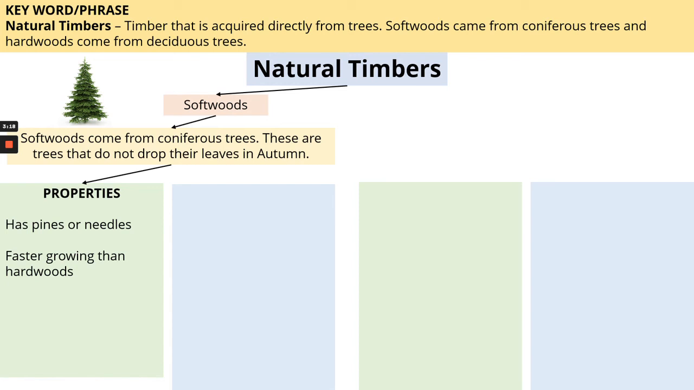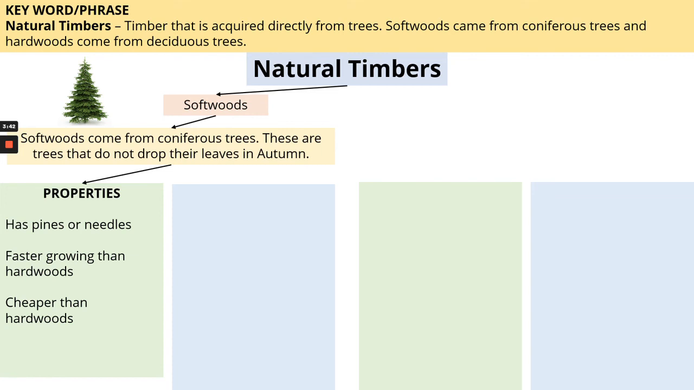Now, examples of softwoods. We're just going to go through some which you need to know and remember. So pine, larch, the technical name for a Christmas tree, spruce, cedar, and redwood. These are all examples, and I'm sure you would have heard of a couple of them, maybe pine, cedar, maybe spruce.